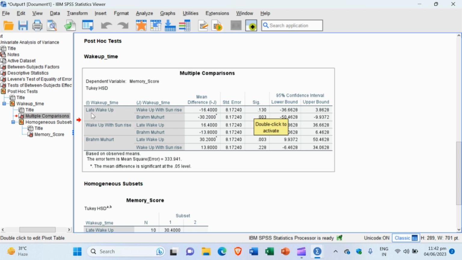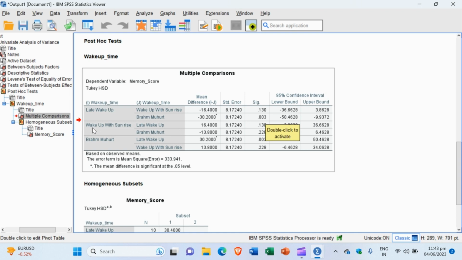It means that for the means of the late wake up and wake up with sunrise, there is no significant difference between these two groups. Also, if we compare late wake up and Brahma Muhurt wake up, the significance level was found 0.003, and since it is less than 0.05, the null hypothesis is rejected and there is a significant difference. It means the students who wake up late and the students who wake up in the Brahma Muhurt have means that are significantly different on the memory score. So their memory was found to differ.